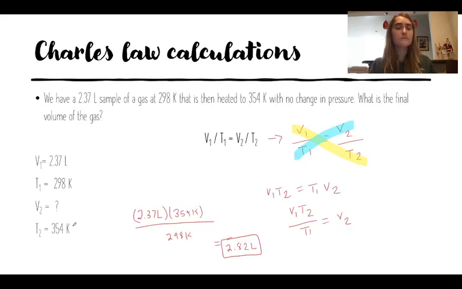So let's look at an example here. We have a 2.37 liter sample of a gas at 298 K. That is then heated to 354 K with no change in pressure. So what is the final volume of the gas?